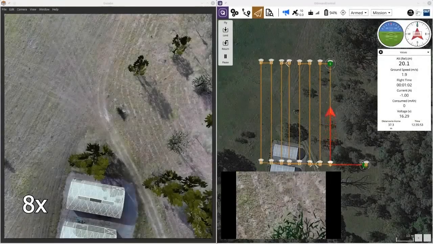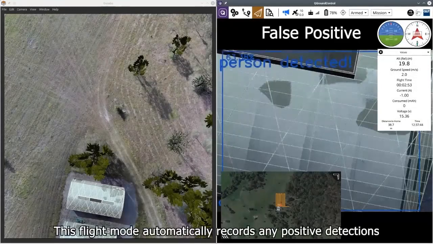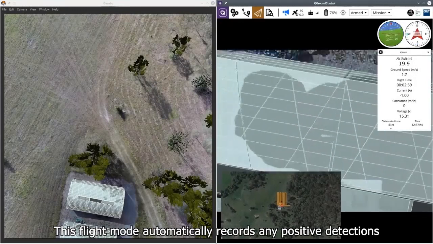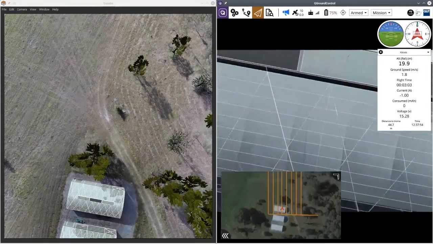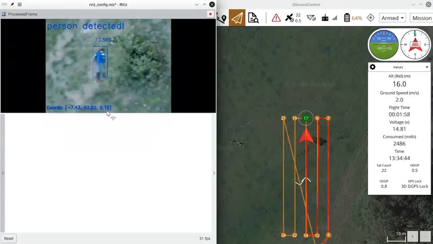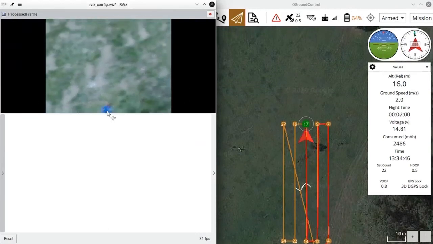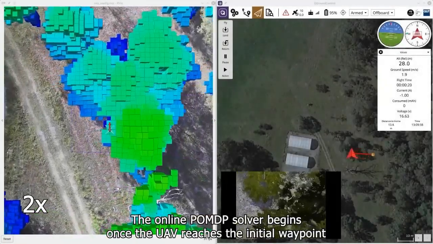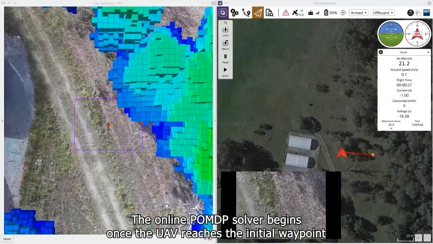So experiments were conducted in Sanford Research Ecological Facility. I would like just to give a quick overview of mission mode. In mission mode, we just record any positive detections of our detector, regardless if they are false positives or true positives. This is just an overview of the system working in simulation and with real flight tests. As you can observe in real flight tests, sometimes the frames are not crisp, but blurry because of vibrations happening while we fly the UAV.